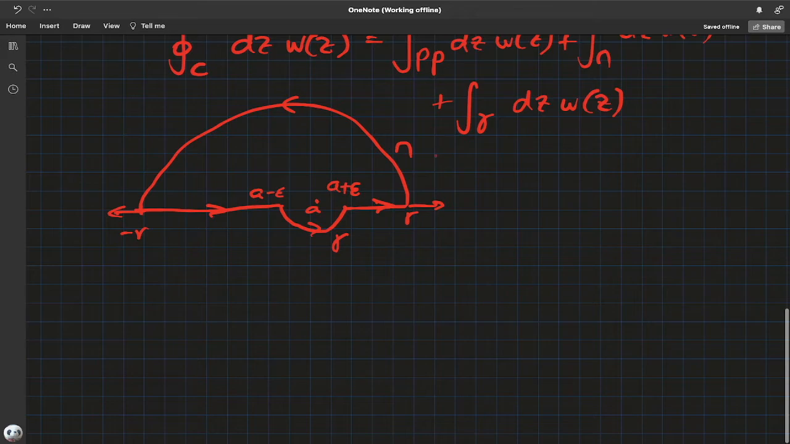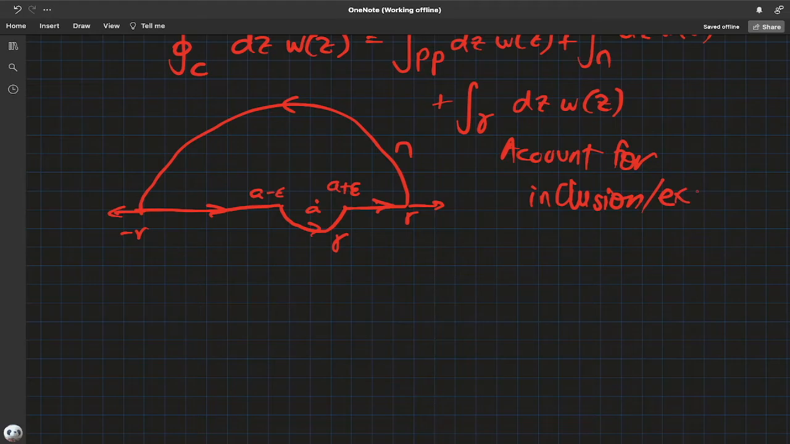So this gamma is to account for the inclusion or exclusion. Exclusion is important because that affects how we're going to calculate our residues. If we jump over it, we won't need to calculate that as a residue. If we jump under it, that will naturally become a pole inside the contour, which will have to be used as a residue.